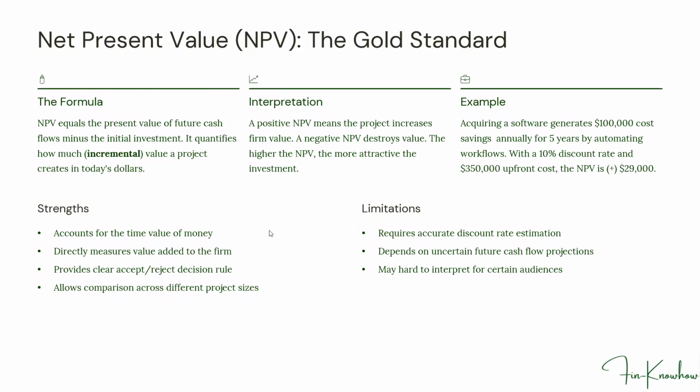The theoretically most sound method for financial decision making is called net present value, or NPV. Again, as I was saying earlier, it's a cost benefit analysis where you're looking at the benefits net of the cost, hence the word net.